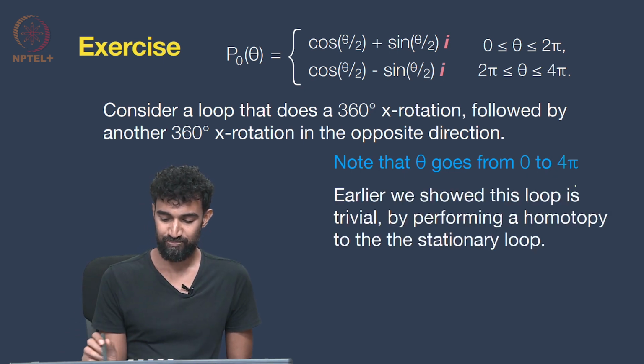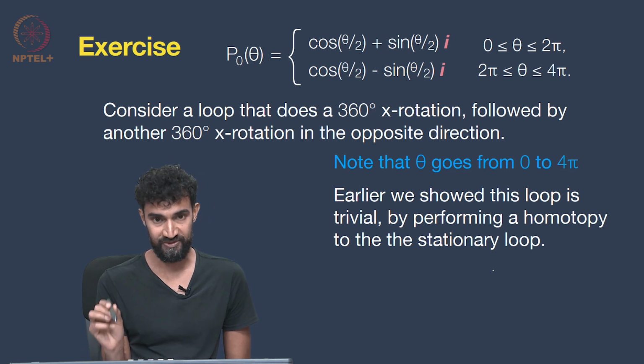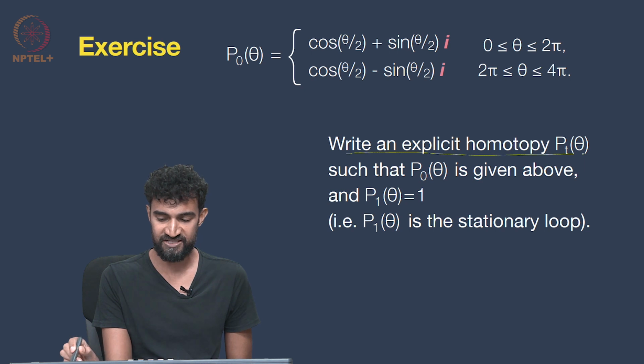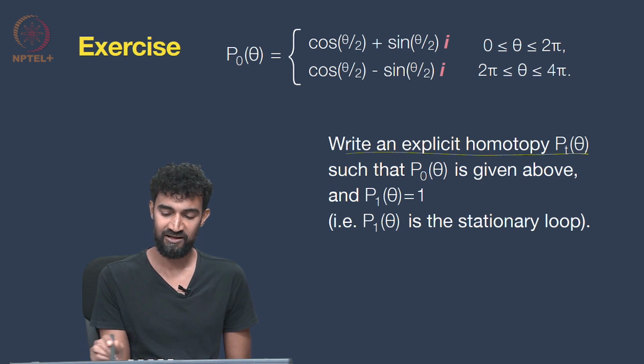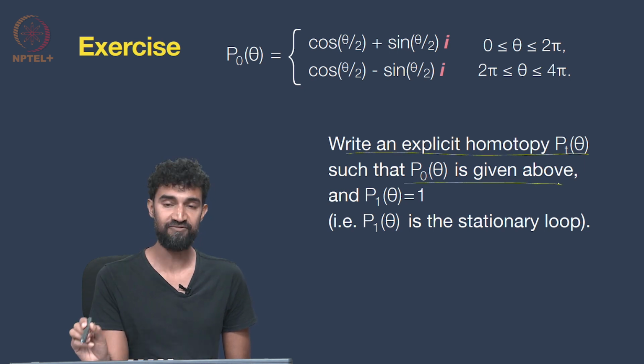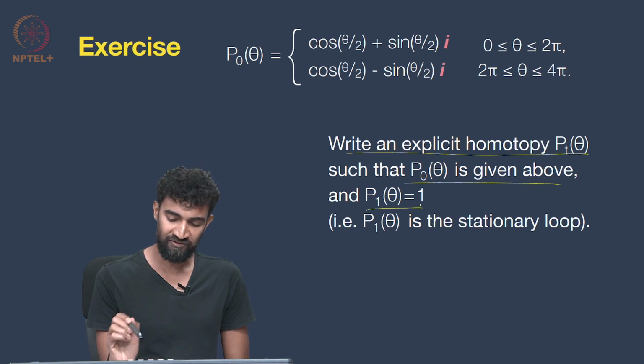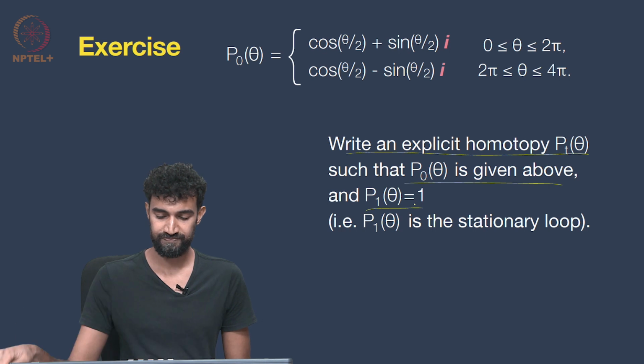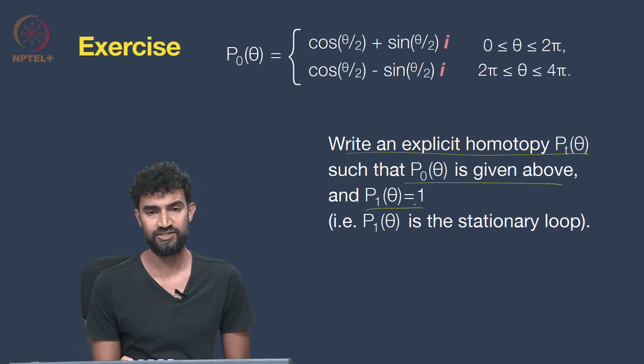So earlier we performed that homotopy from this to the stationary loop. So as a challenge, can you write down an explicit homotopy, pt of theta, such that p0 of theta is given above, and p1 of theta is the stationary loop? It's just equal to 1. So as a challenge, can you try and write this down explicitly?